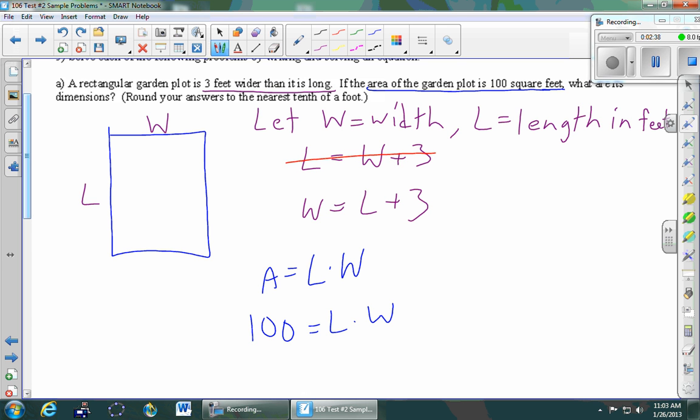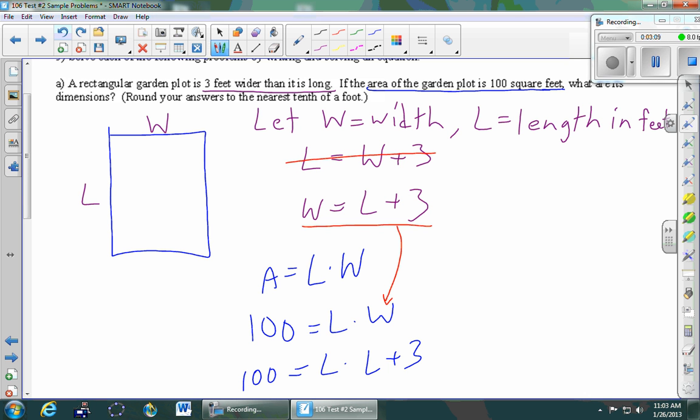And so then the last step here, before we start really doing some equation solving, is to change one of these letters, either the L or the W, into something with the other letter in it. And the place we're going to go is right here. It says that W is L plus 3. So instead of W, we're going to put L plus 3. So this equation becomes 100 equals L times, and then instead of W, L plus 3.